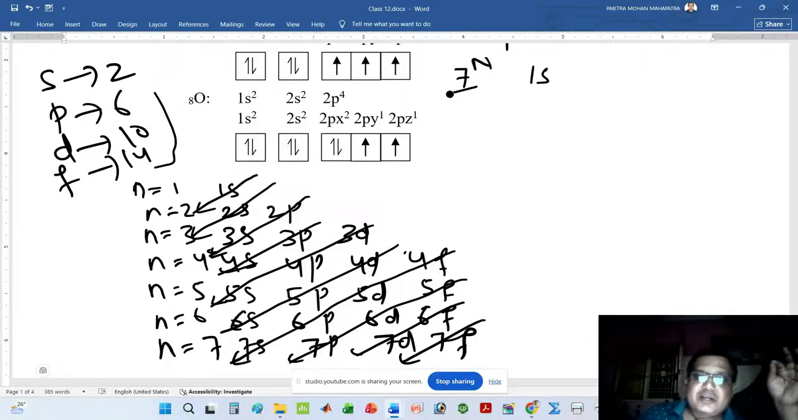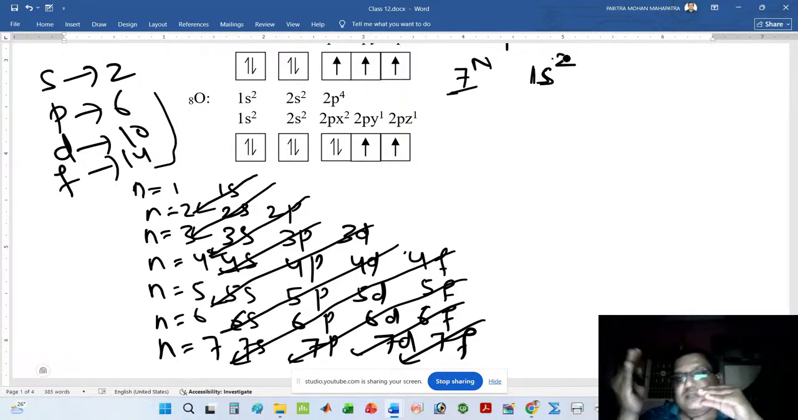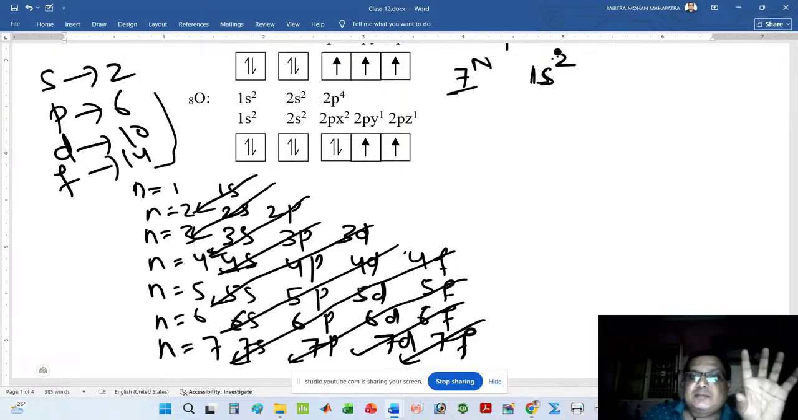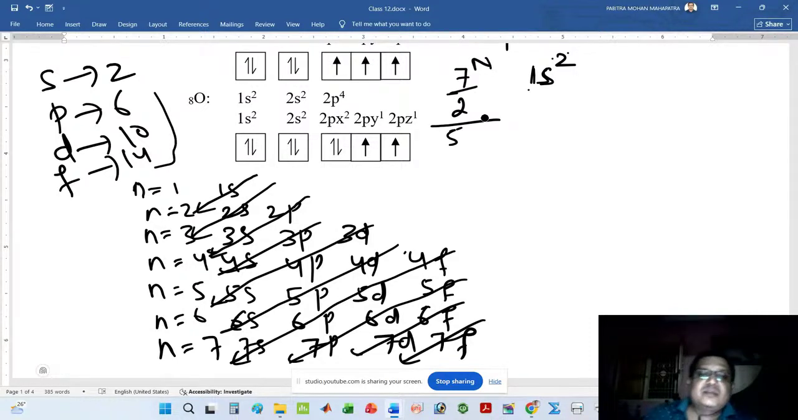So I have 7 electrons. My first target is to give 2 electrons to the 1s orbital. Remember how I will represent this: I can write 1s, and the 2 electrons are written at the top right side of the symbol of the subshell. That means you can write it like this: 1s squared. After giving 2 electrons to the 1s, the remaining electrons are 5.